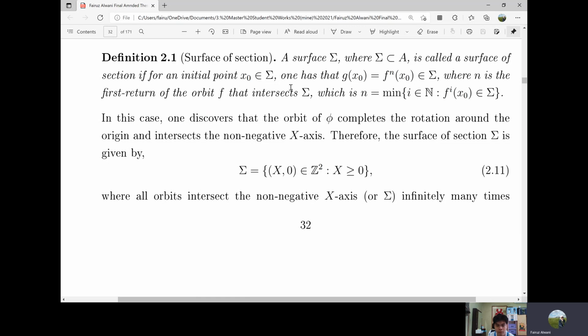Definition 2.1, surface of section. A surface sigma is called a surface of section if for an initial point one has that this, where n is the first return of the orbit of f that intersects sigma. In this case, one discovers that the orbit of phi completes the rotation around the origin and intersects the non-negative x-axis. Therefore, the surface of section sigma is given by this, where all orbits intersect the non-negative x-axis, or sigma, infinitely many times.